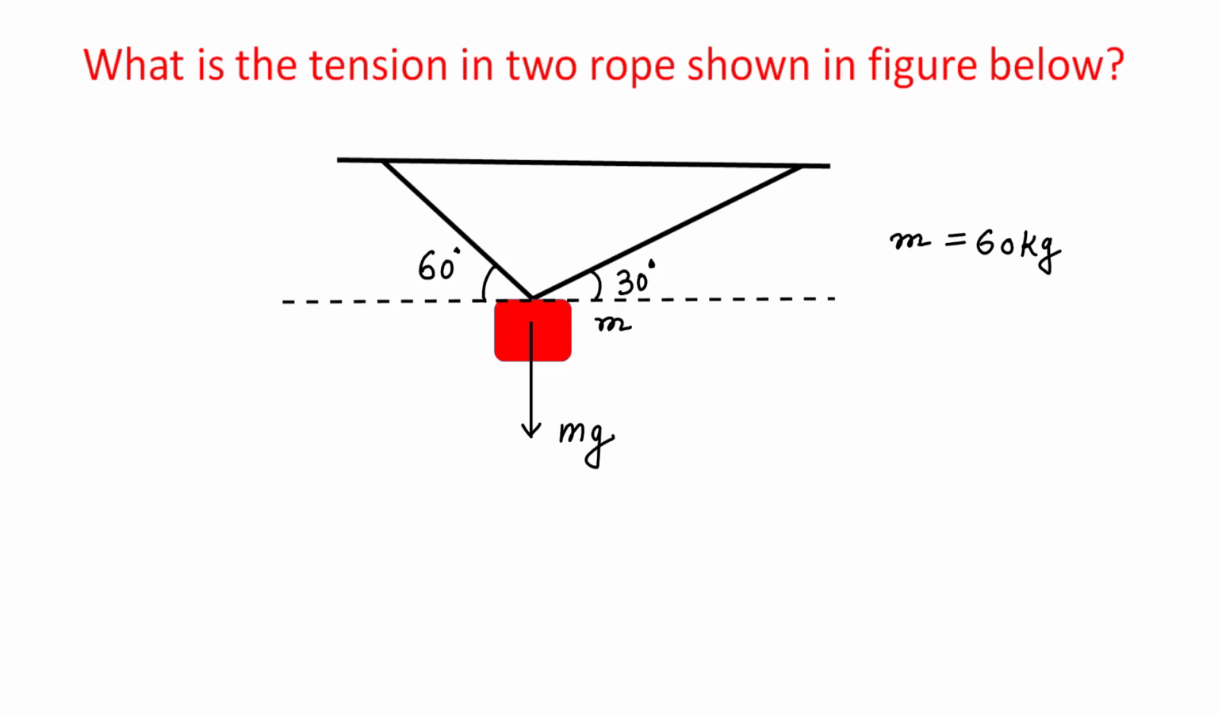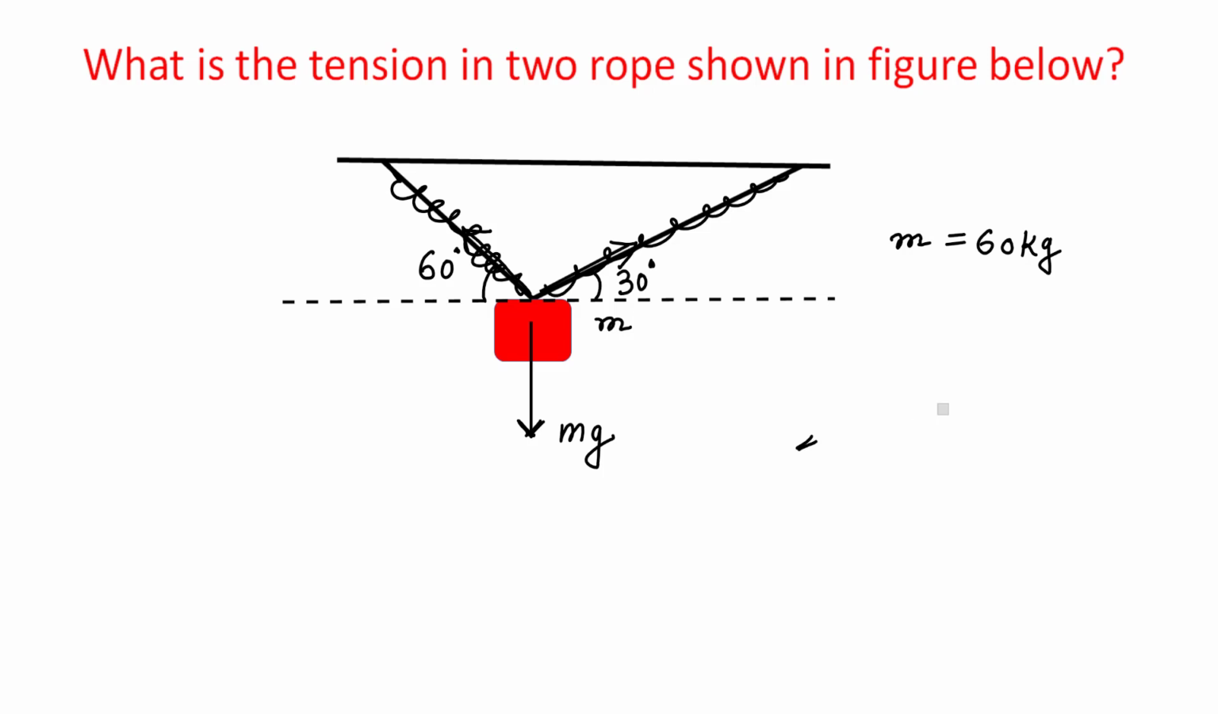And due to this force, these two ropes will be stressed. So you consider a rope as a spring. Imagine mentally that this is a spring and this is also a spring. So what will happen? These two springs are stretched due to this weight mg. This means in this rope there will be a force in this direction, and in this rope there will be a force in this direction. Because if a spring is stretched, it will try to pull this block this side.